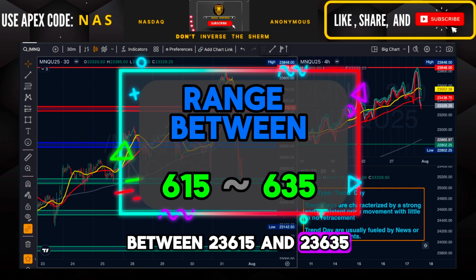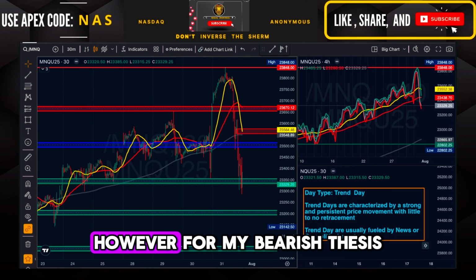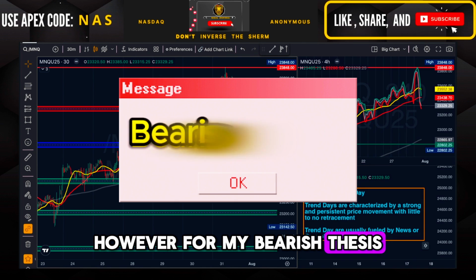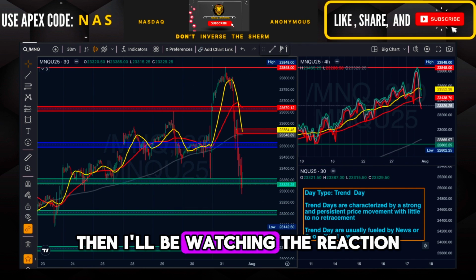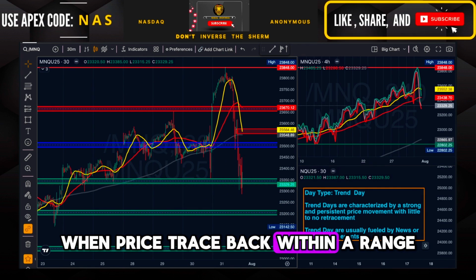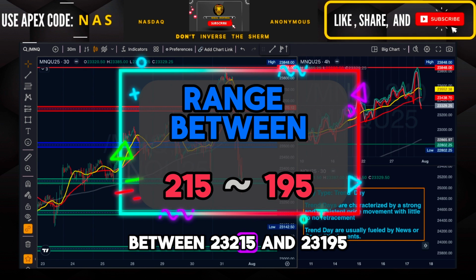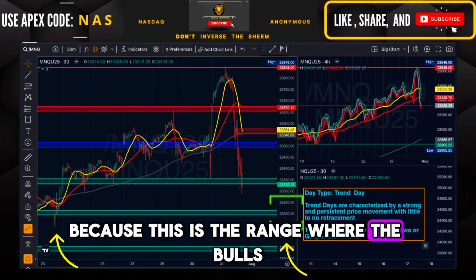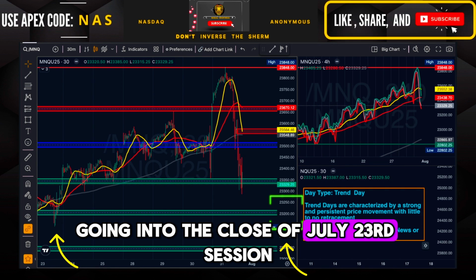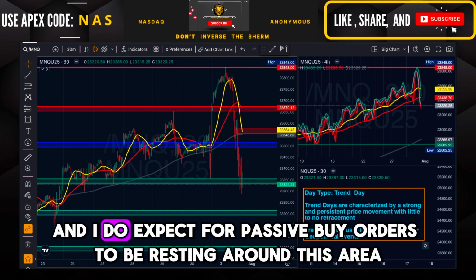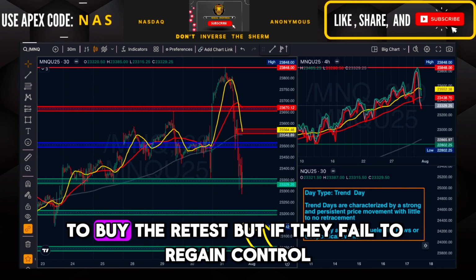615 and 635. However, for my bearish thesis, if the bears can maintain their control overnight, then I'll be watching the reaction when price trades back within a range between 215 and 195. Because this is the range where the bulls broke structure to the upside going into the close of July 23rd session. And I do expect for passive buy orders to be resting around this area to buy the retest.